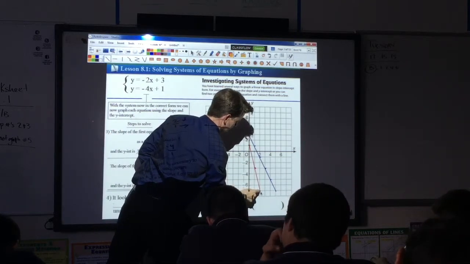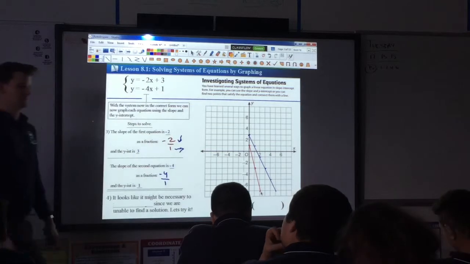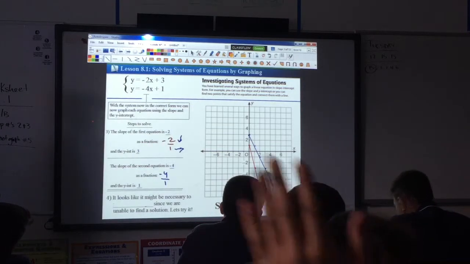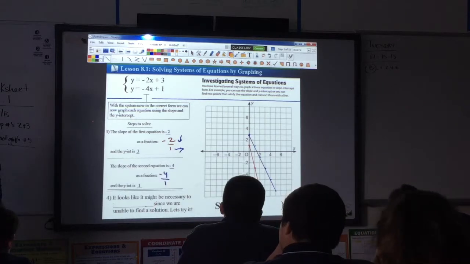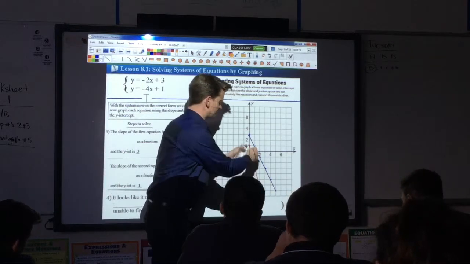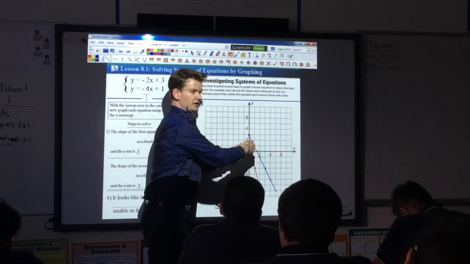Looking at the graphs of these two lines, guys, what's happening to them? They're getting closer together? No. What are they doing? Separating. They're getting farther apart. But as we look at this side of the line, they're getting farther apart. But what's happening here as we go this way? They're getting closer together.